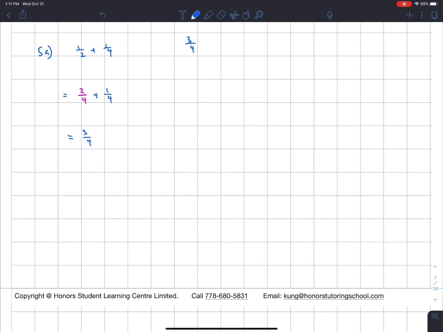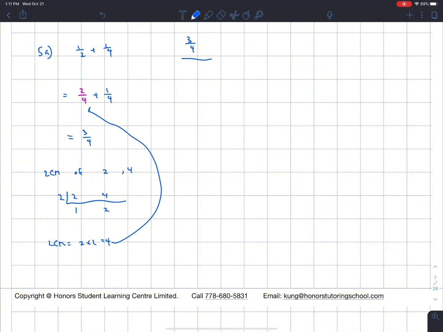So how did I know to change it to having a denominator of 4? This is really because of the lowest common multiple of the two denominators, which is 2 and 4. I can divide both of them by 2. So I can say the lowest common multiple is just 2 times 2, which is 4. So this is why I know to make both denominators into 4.